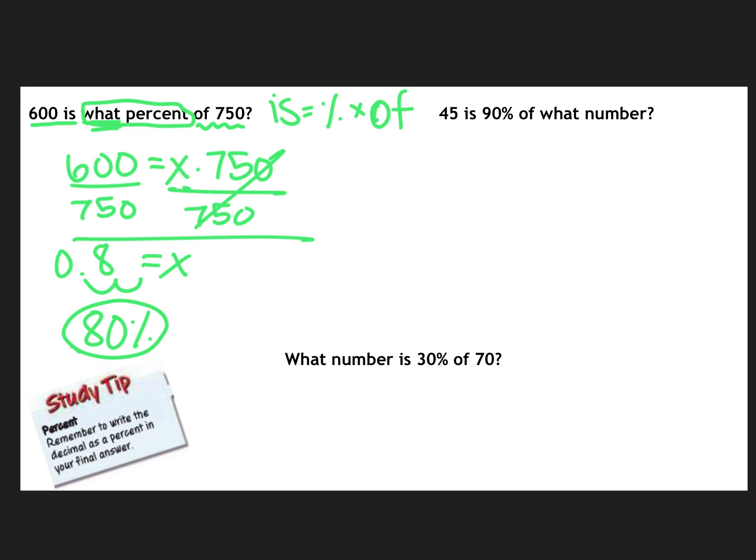Next one, 45 is 90% of what number? So my percent has a percent sign on it. It automatically goes in the spot of the percent. But again, we need to turn that to a decimal first. So 90%, move the decimal 2 spots to the left.